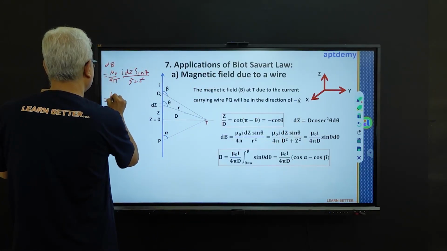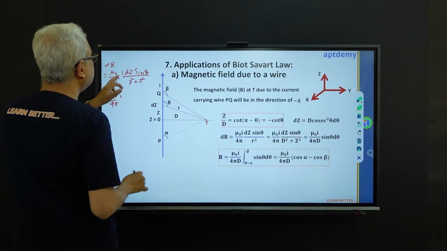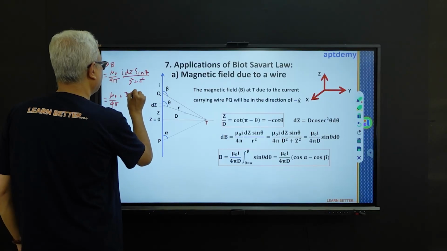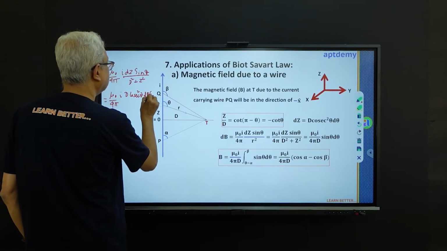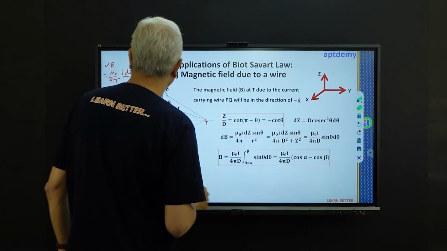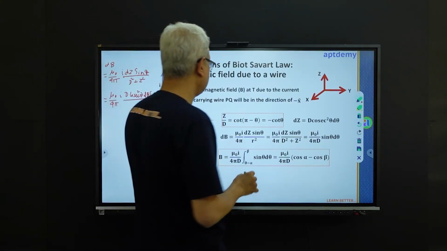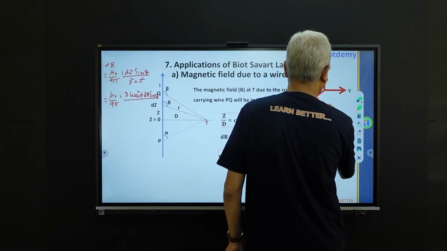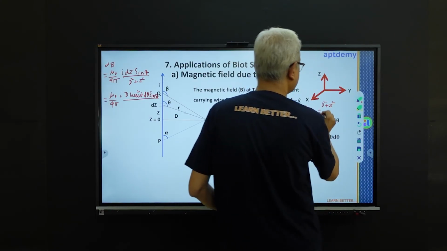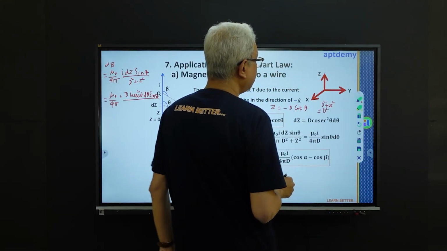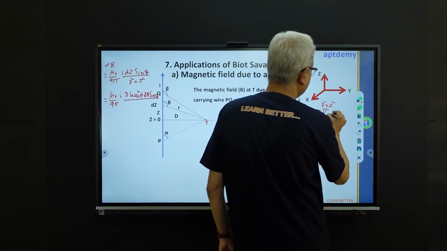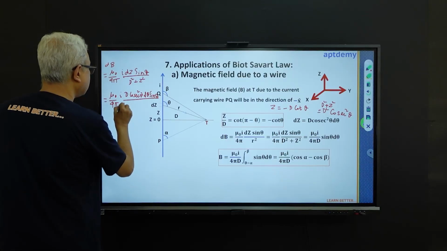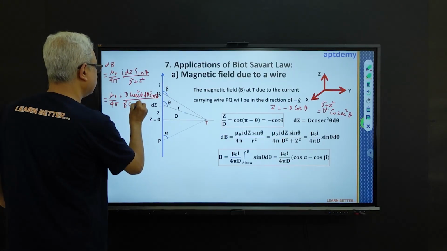So it is mu naught by 4 pi, I dz is d cosec square theta d theta, multiplied by sin theta, over d square plus z square. What is d square plus z square? Z equals negative of d cot theta. So d square plus z square is d square times 1 plus cot square theta. 1 plus cot square theta is 1 plus cos square theta by sin square theta, so it is d square cosec square theta.